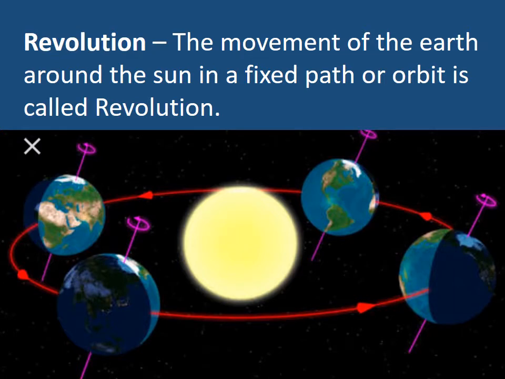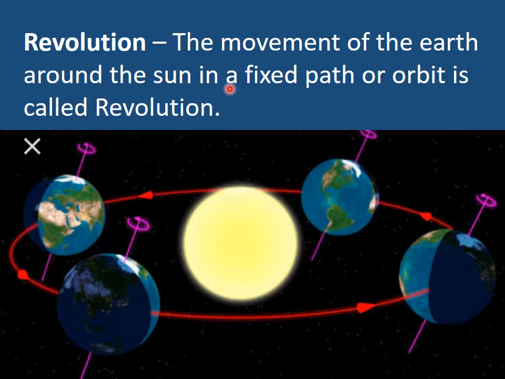Now we are going to see about the second type of motion, that is revolution. What is revolution? The movement of the earth around the sun in a fixed path or orbit is called revolution.